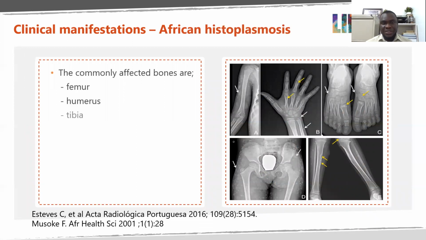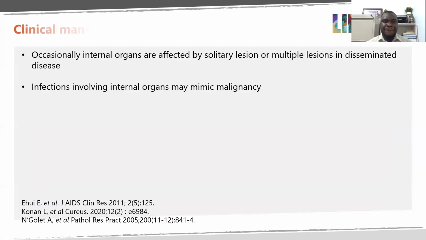Bones are commonly affected, in about 30% of cases, and it tends to affect more of the extremities. So the femur, humerus, tibia, and wrists are mostly affected, and then the vertebra as well. In rare cases, internal organs are affected, and they tend to mimic cancer a lot. So in most cases they are not suspected, but are accidentally detected in the lab.